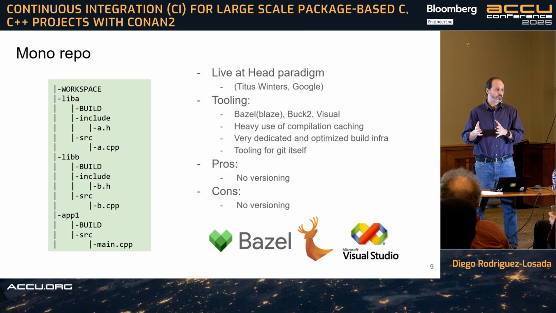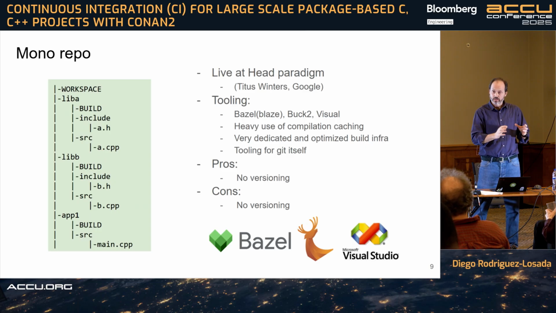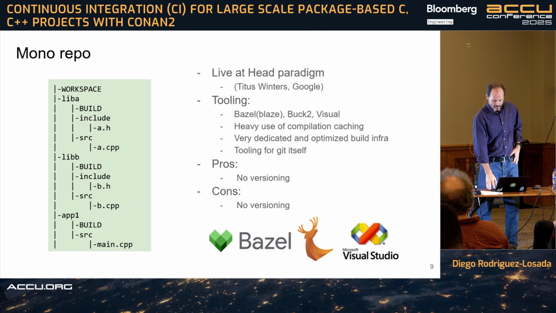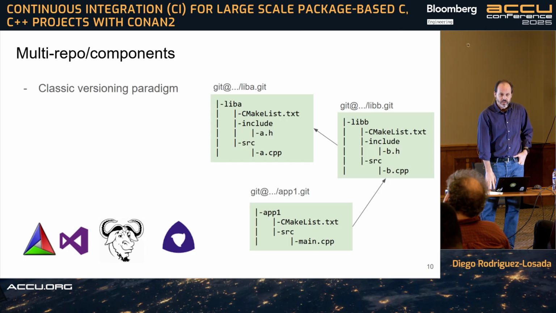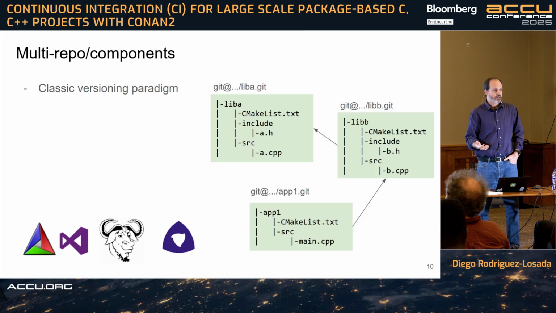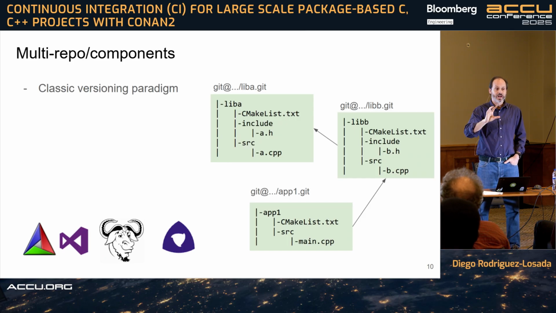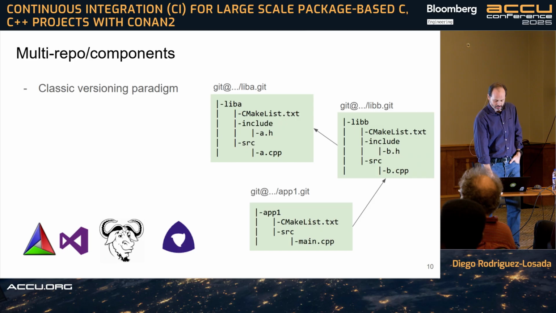Living at head works better for an organization like Google, where everything is on the server side. But if you have to deliver your actual products to your customers' machines, then it's more likely that you might need some versioning. On the other hand, the multi-repo approach implements the classic versioning paradigm, in which you can take one of those components, make some changes, and do an independent build and release of that component.